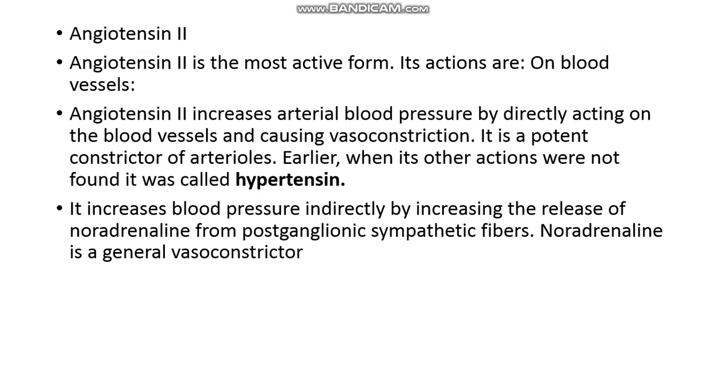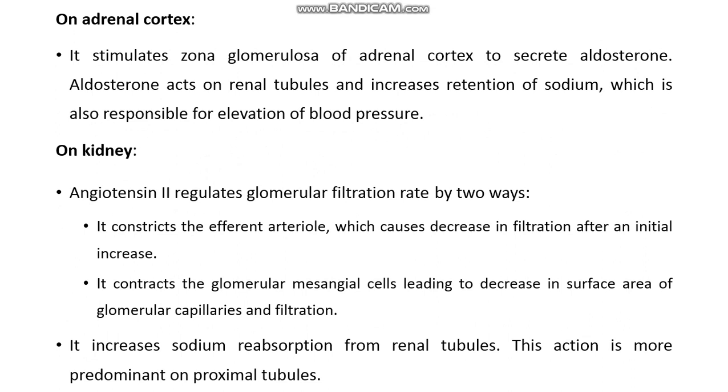Then it increases blood pressure indirectly by increasing the release of noradrenaline from the postganglionic sympathetic fibers, and this noradrenaline is also a general vasoconstrictor. As a result of this vasoconstriction, the BP also increases. Indirectly, angiotensin 2 enhances the noradrenaline release from the postganglionic sympathetic fibers, and this noradrenaline is a general vasoconstrictor.